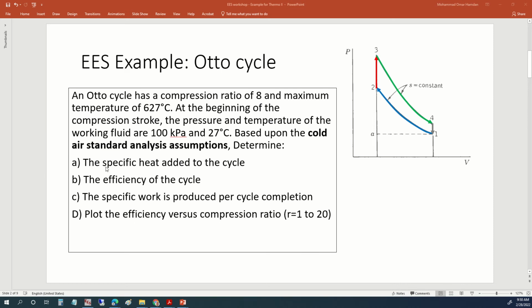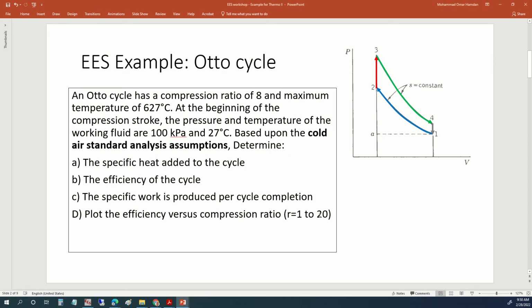We have four points to find, which are the specific heat added to the cycle, the efficiency of the cycle, the specific work produced per cycle completion, and finally plot the efficiency versus compression ratio. EES will be a very good tool, especially for point D here. So the cycle on a PV diagram will look like this: 1 to 2 compression isentropically, 2 to 3 constant volume heat addition, and 3 to 4 isentropic expansion where we get work out, and then 4 to 1 where we have heat rejected at constant volume.